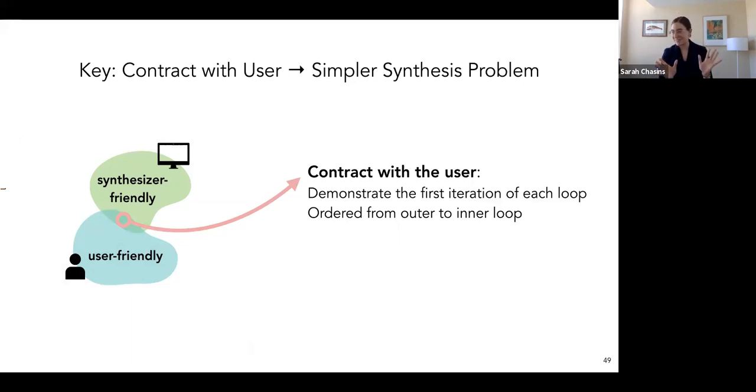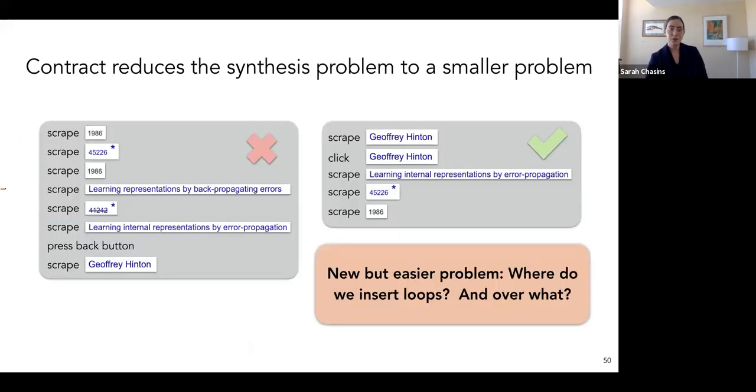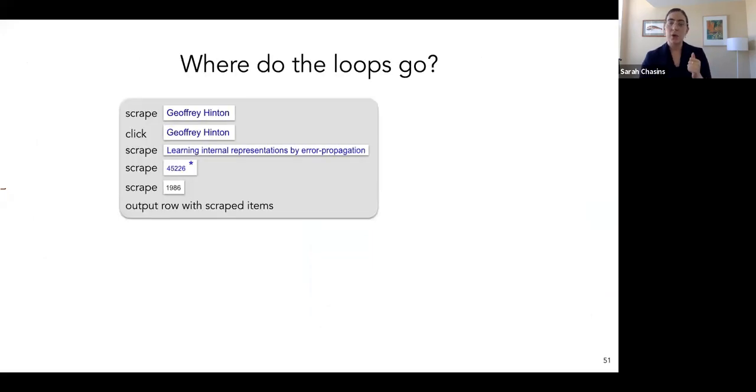This isn't how we would actually describe it to real users, but basically what we're asking them to do is demonstrate the first iteration of each loop, ordered from outer loop to inner loop. And we were helped with the second one by the fact that the web basically enforces that you traverse from the outer loop to the inner loop. Okay, so this dramatically reduces the synthesis problem. All of a sudden, all we have to do is figure out where we insert loops in this basically straight line trace and over what tables. So where do the loops go?